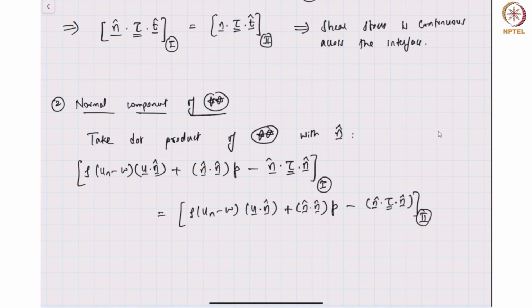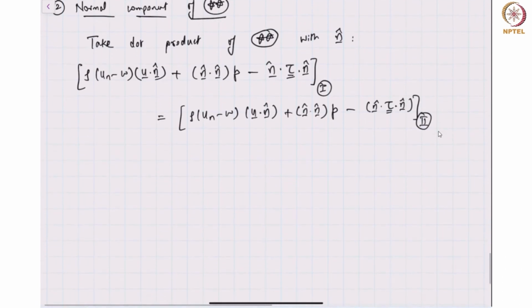This is at 2. Okay, so we'll now simplify these expressions. If you look at this expression, n dot tau dot n, we'll give a simple shorthand notation, which will be tau nn.